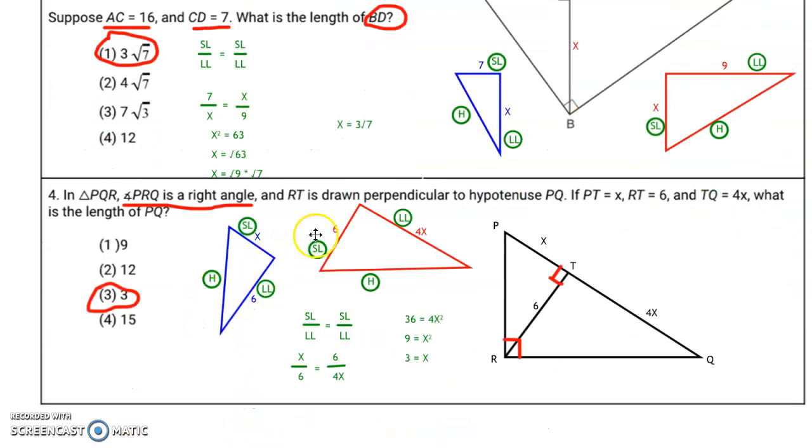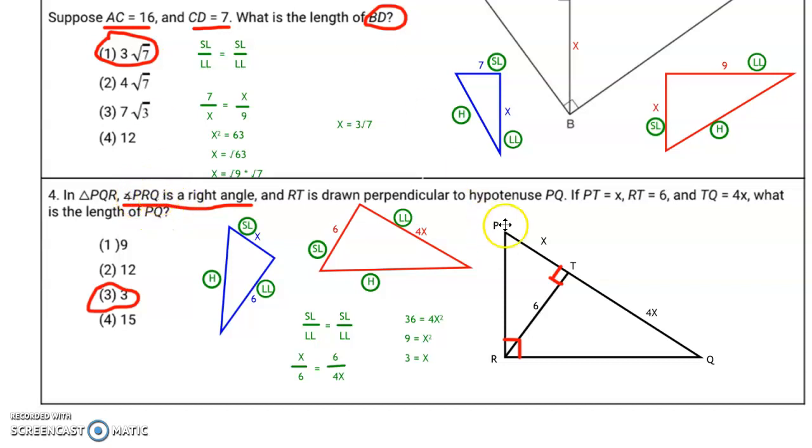For question number 4, we're doing short leg and long leg, short leg and long leg. I split up the triangles only using the information that I had. The most difficult part of this one was that it didn't give me what the triangle actually looked like. I had to draw it myself, but the first thing says that PRQ is a right angle. You basically have the whole triangle from there.